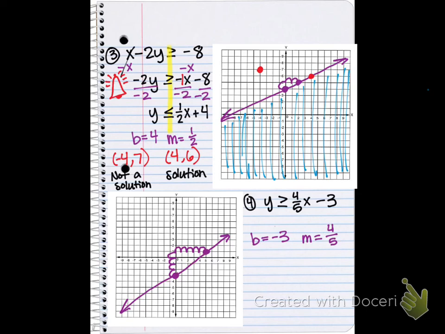All right, and then the last step is to shade over or under. We have a greater than or equal to sign. Since it's greater than or equal to, that means we are going to shade above the line here. So let's shade above our line.